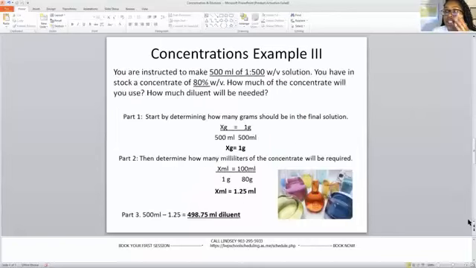The next one, concentration example number 3. All right, third time's a charm. You better pat yourself on the back. Go on, pat yourself on the back, because you're doing better than you did yesterday.